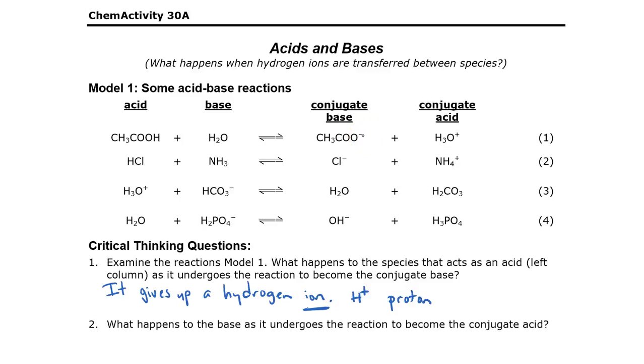Question 2. What happens to the base as it undergoes the reaction to become the conjugate acid? Pause the video and write your sentence. Pause now. So did you say it gains a hydrogen ion, or it accepts a hydrogen ion, or picks up a hydrogen ion? Something like that. So if I go from water to H3O+, it's picked up an H+. If I go from H2PO4- to H3PO4, it's picked up an H+.